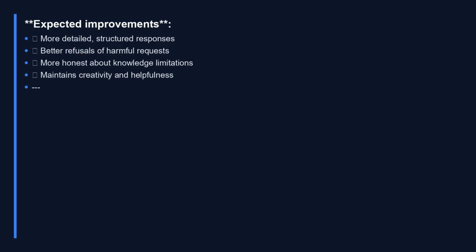After successful DPO training, you should see four concrete improvements. Responses to factual questions become more structured and detailed. Requests for harmful content get refused cleanly with a redirect to something legitimate. Questions about recent events or uncertain facts get honest acknowledgments of the model's limitations. And importantly, the model should remain creative and genuinely helpful on normal requests. If it's refusing things it shouldn't, or hedging on everything, your preference data is out of balance.